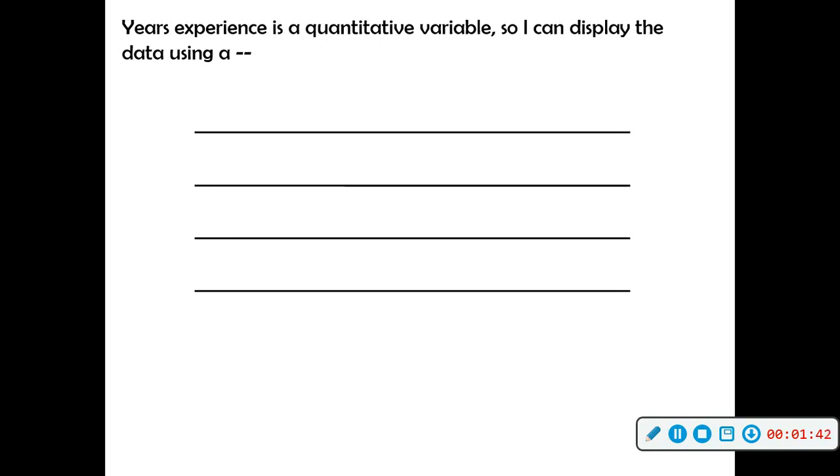Well, the first way we could display it, and these are not in any particular order, is by a box plot. We could also make a stem plot, we can make a dot plot, or we can make a histogram.